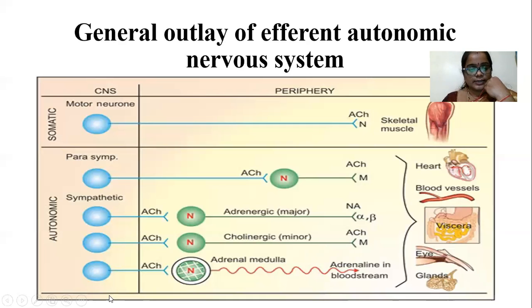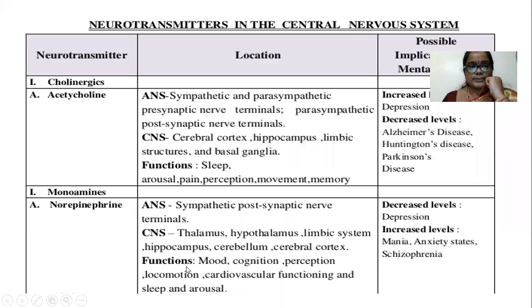Next, the last thing: acetylcholine stimulates the adrenal medulla to release adrenaline and noradrenaline, which are released directly into the bloodstream, because the adrenal medulla consists of nicotinic receptors. So next, the neurotransmitters in the central nervous system. The first neurotransmitter is acetylcholine.